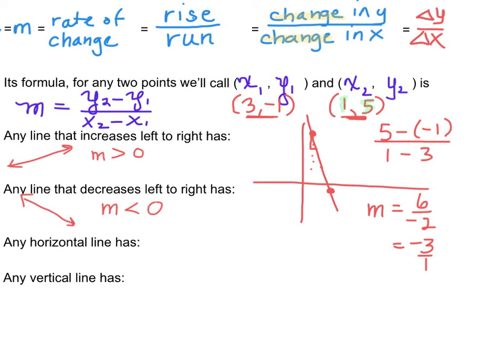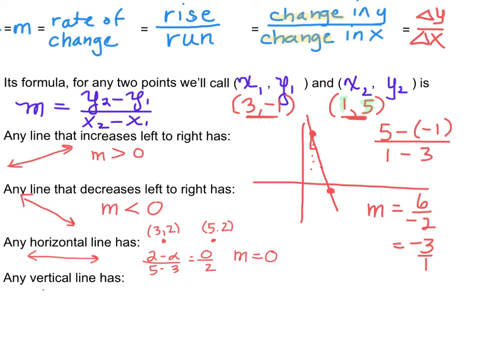Horizontal line, a line like this, if we use our slope formula, so let's say we have a point here and a point here, like if this was 3, 2 and this was 5, 2, our slope formula would say the difference in the y's, 2 minus 2, over the difference in the x's, 5 minus 3. My numerator here turns out to be 0, and 0 divided by anything is 0. So a horizontal line, we say, has a slope of 0.